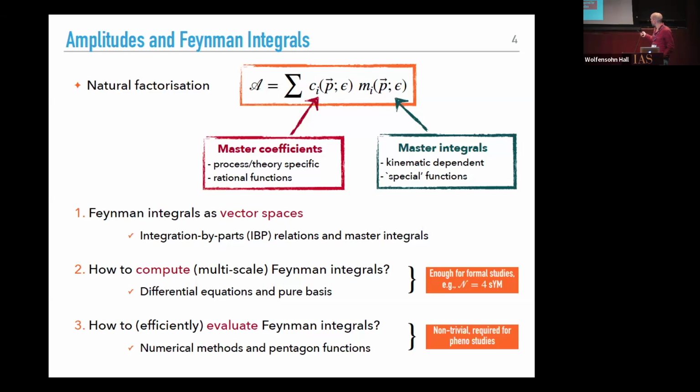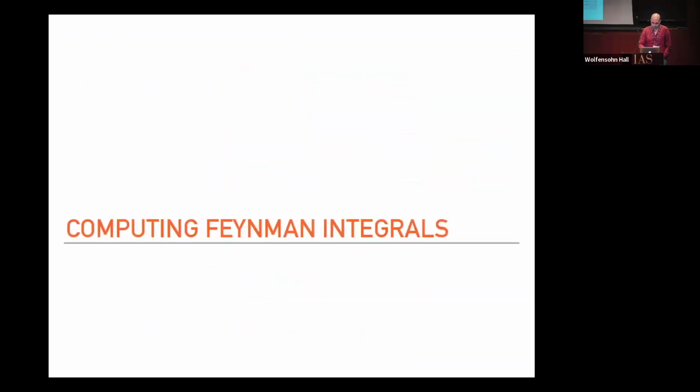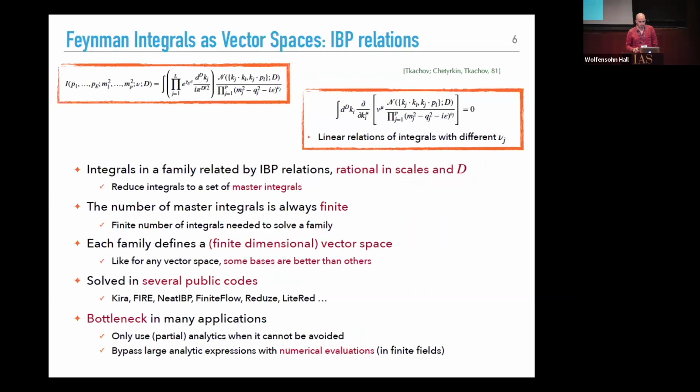And this is where you would stop if you want to do some formal study like N=4 super Yang-Mills. Now, if you want to do phenomenology, you also need to efficiently evaluate these Feynman integrals. So I'll also say some things about this. Okay, so let's start with how we compute the Feynman integrals.